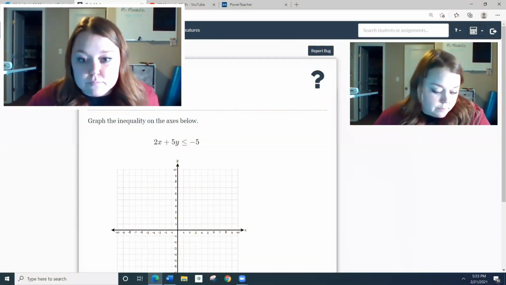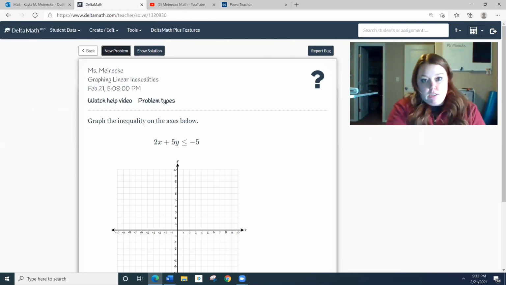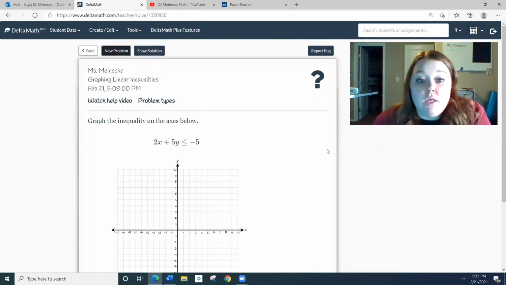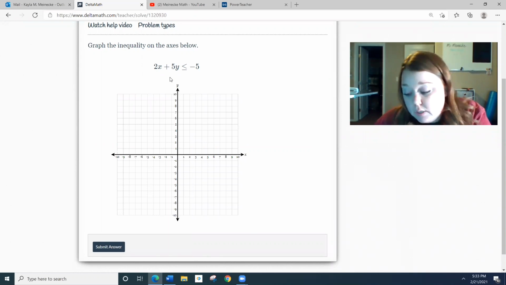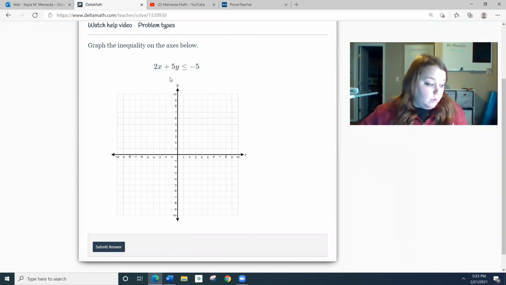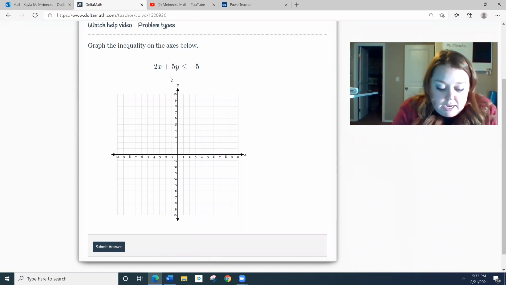Okay, so Delta Math, it's going to have some graphing. But if it's in standard form, or basically any form but slope-intercept form, then you're going to want to convert it, I would recommend. If you want to try out the x and y intercept thing, then that works too. This one would not be a great one to do for that. Anyways, I recommend working out this problem off to the side. So I would copy it down: 2x plus 5y is less than or equal to negative 5.